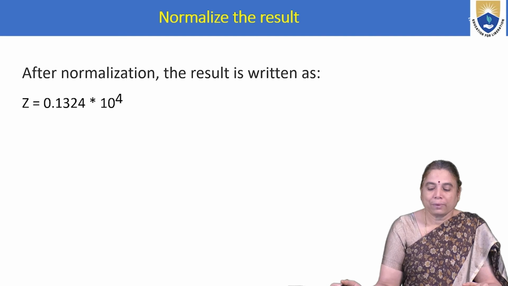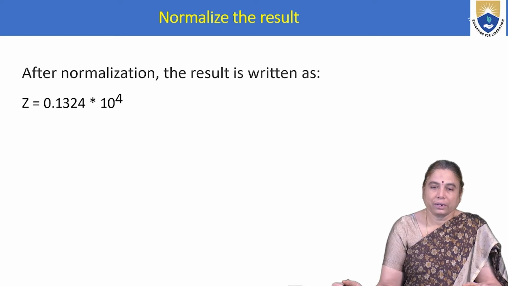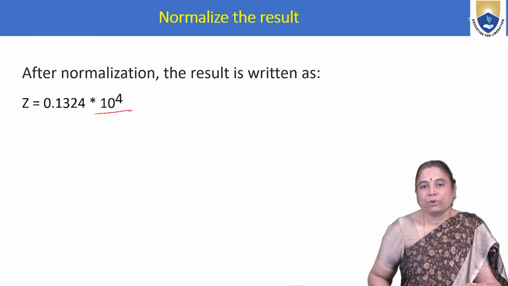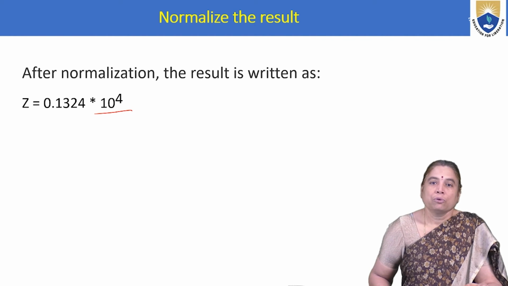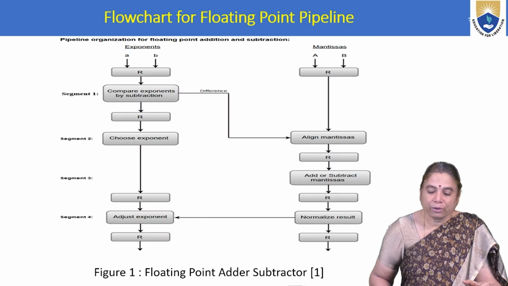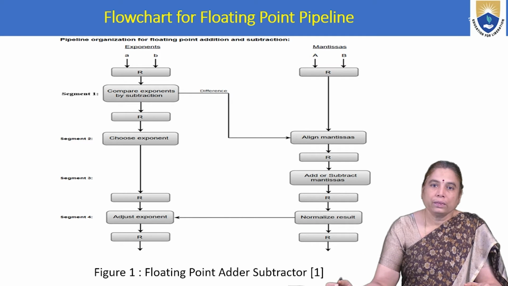Fourth step, normalize the result. After normalization, the result is adjusted into 0.1324 times 10 to the power 4. So these are the 4 sub-operations in the floating point addition or subtraction we discussed with an example. Now we will look into the flowchart, how these operations can be carried out.